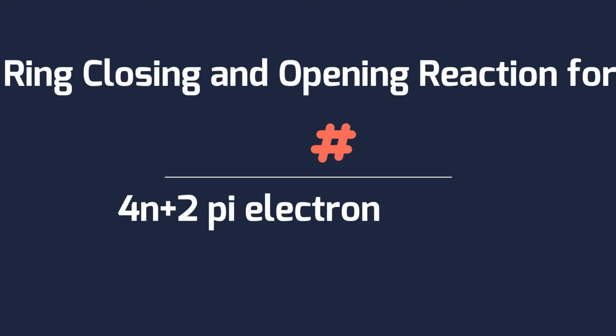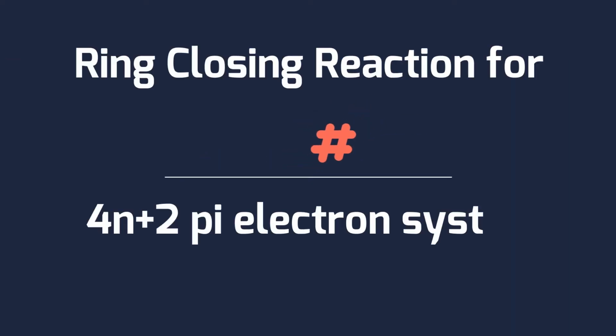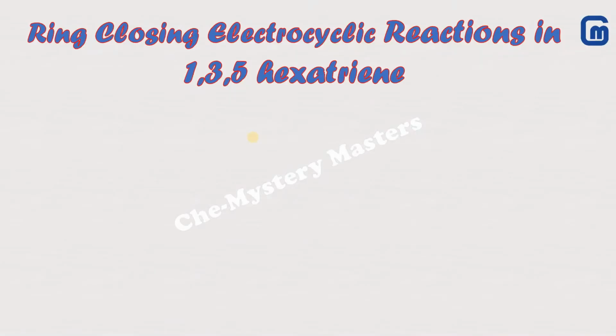As we said in our introduction, we are going to discuss here the ring closing and ring opening electrocyclic reaction in 4n+2 pi electron system. For that, we are going to take the example of 1,3,5 hexatriene molecule. The general reaction is like this, where one open molecule is converted into a cyclized structure in presence of light, or in presence of heat, or you can say in thermal condition.